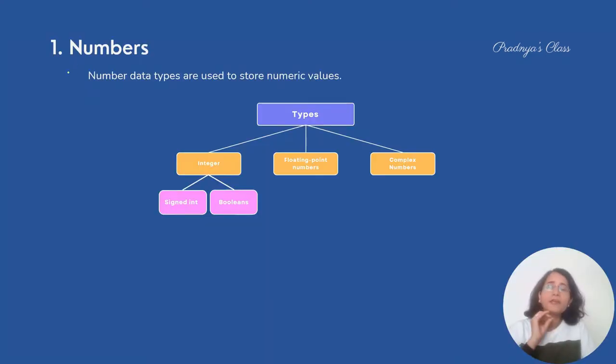The first data type is numbers. Numbers are used to store numeric values. Here are the 3 types of numbers. The first one is integer, second one is floating point number, and the third is complex number. Integer is further divided into 2 types. First is signed integer, and then we have booleans also. Let's try to understand all these 3 types of numbers in detail.